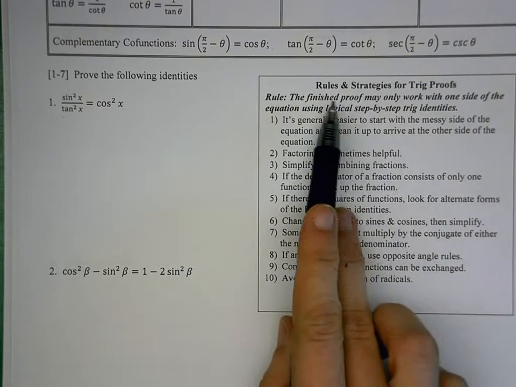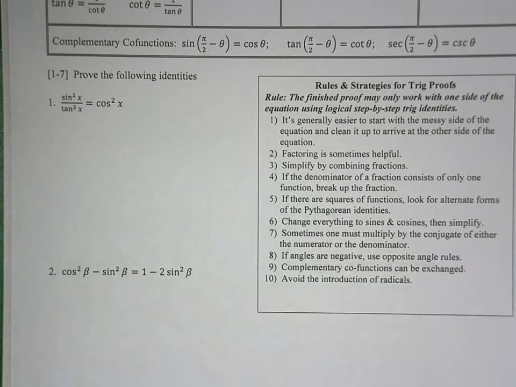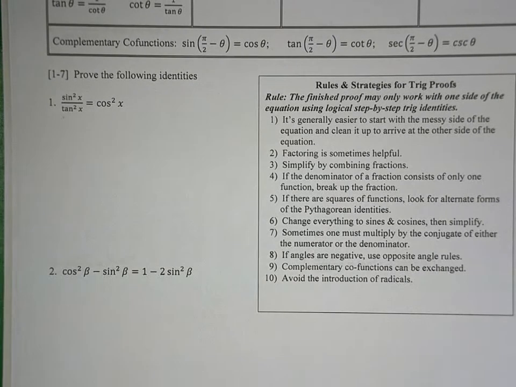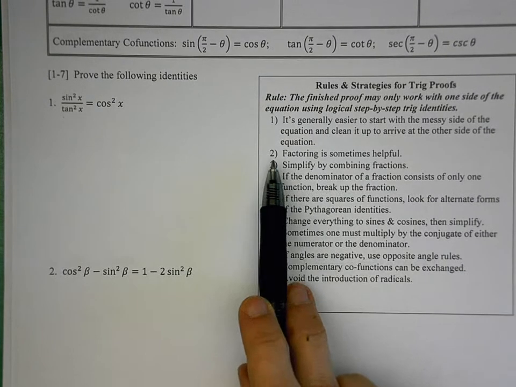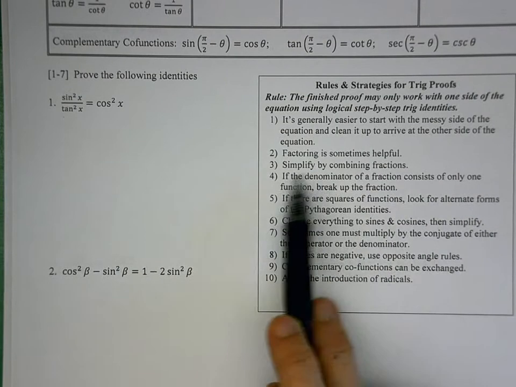But again, one more time, in a finished proof you will only have worked with one side of the equation, and you'll get it to match the other. Okay? So generally we work with the messy side, but again, it's not a bad idea if you want to play with the other side off to the side on a separate piece of paper just to see if you can meet in the middle. Okay? Number 2, factoring sometimes is helpful.